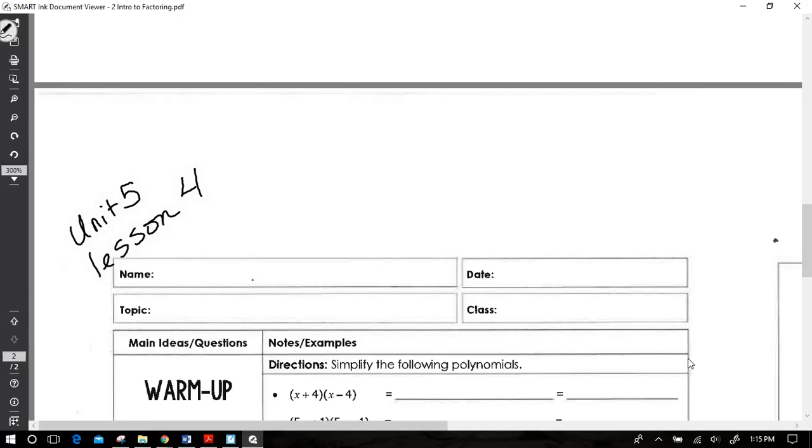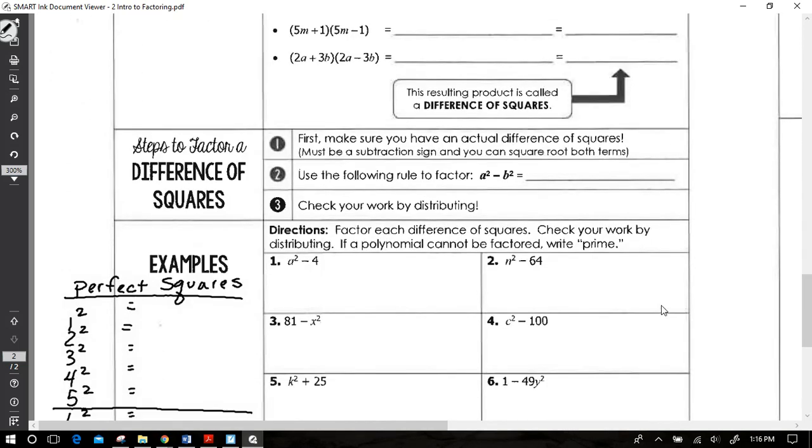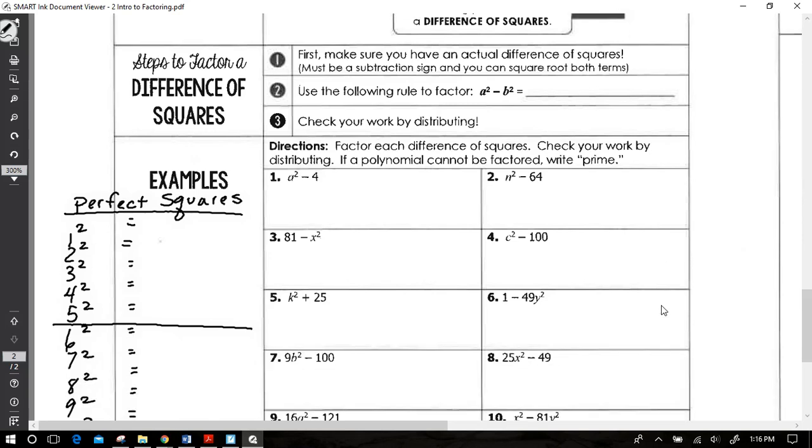In this lesson today, Unit 5, Lesson 4, we are going to continue with factoring. So remember, factoring is kind of like dividing a polynomial into smaller parts, okay? So factoring, lesson number 2. We're going to skip over this warm-up, and we are going to come down and just jump right into the notes, difference of squares.